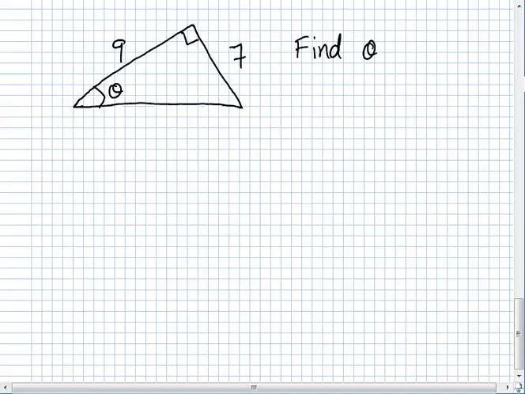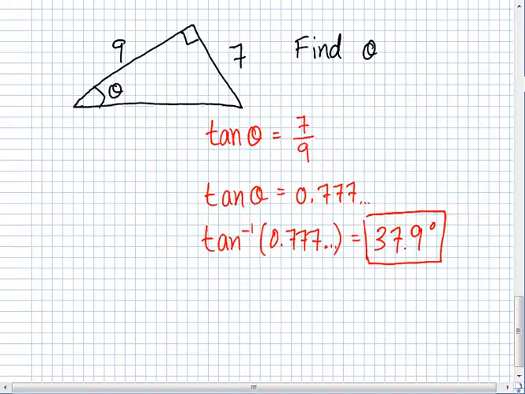Okay, if you've done that and you're looking for the answer, there it is. Here's my angle, the opposite side is 7, the adjacent side is 9, and if you do it all, you get the answer of 37.9. More on this tomorrow.